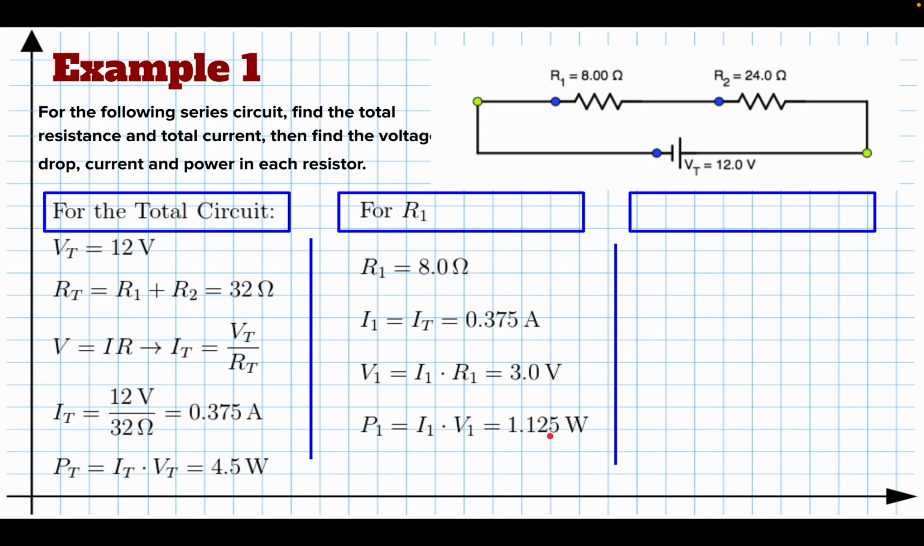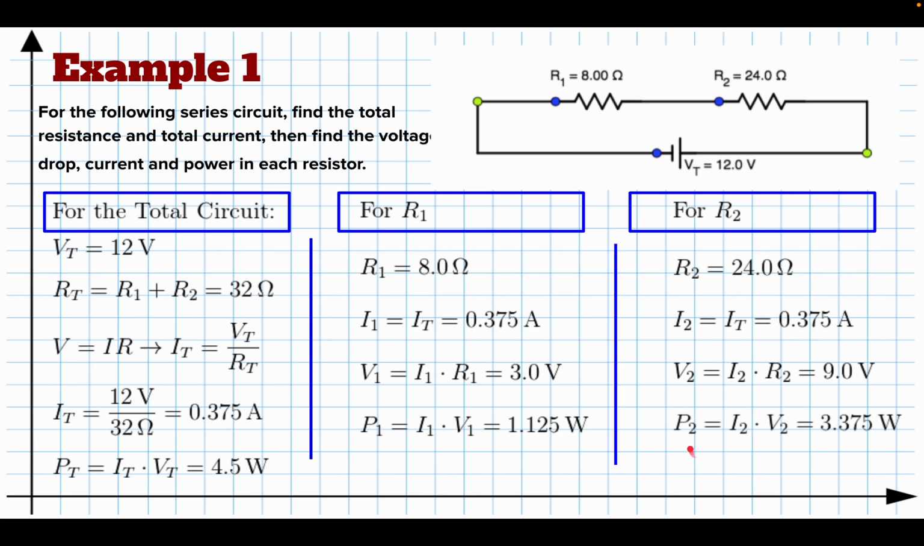All right, now let's look at R2. For R2, we know the resistance is 24 ohms. We know the current is 0.375 because the currents are the same everywhere in a series circuit. So we know the resistance and the current, and we can find the voltage, which is 9 volts. We can find the power, which is I2 times V2, and it's 3.375 watts. And now we can check and see if our solution is correct.